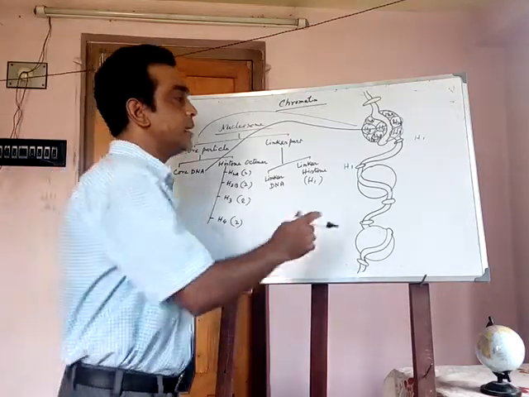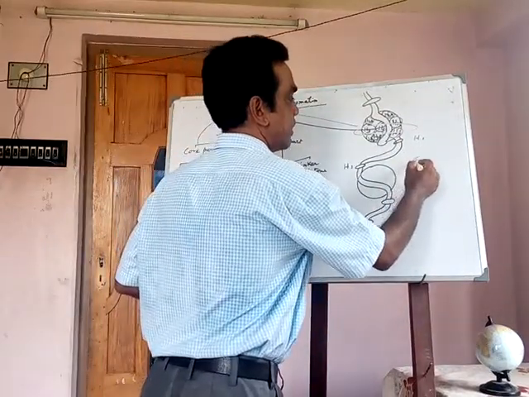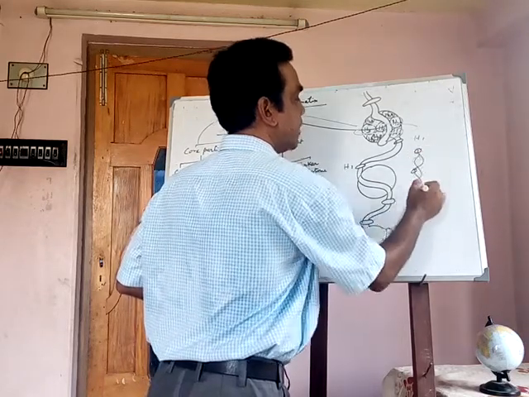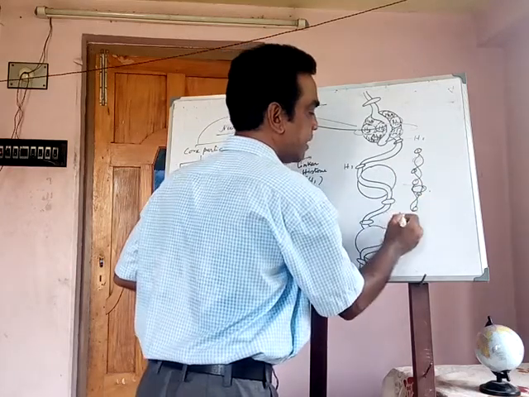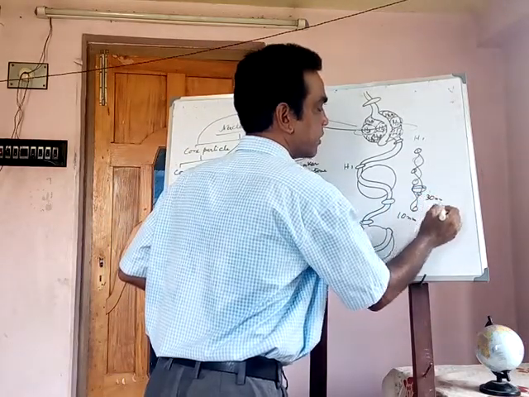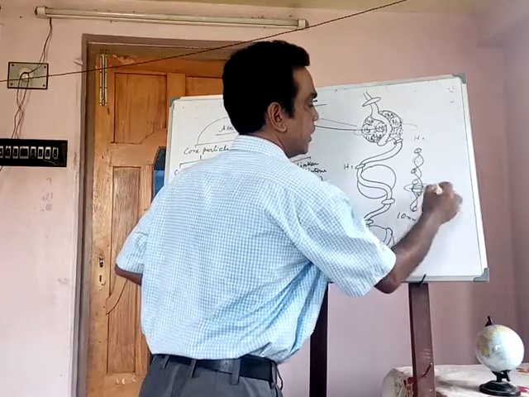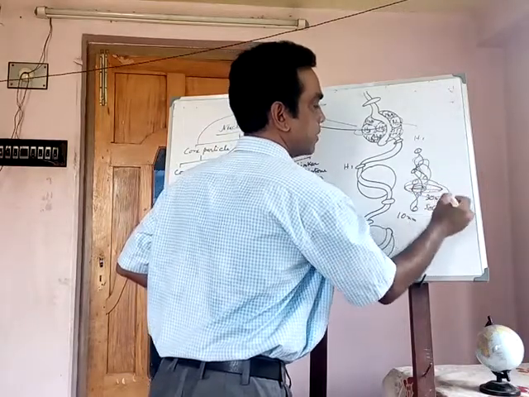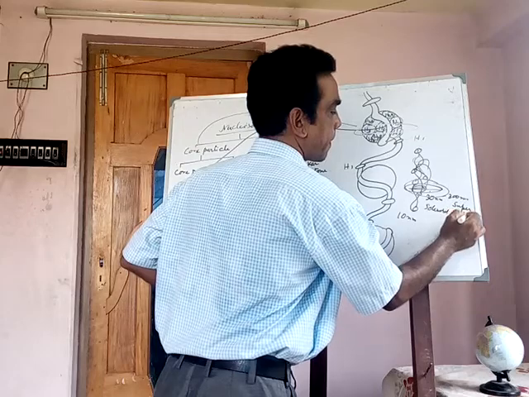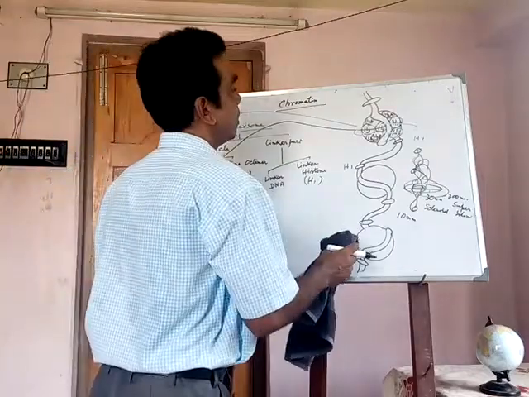Now, what is the diameter of this? Well, the diameter starts at 10 nm, that is nanometer. When the diameter is 30 nanometer, it is called the solenoid. And when the diameter reaches 300 nm, it is called the super solenoid model. Now I discuss the structure of chromatin.